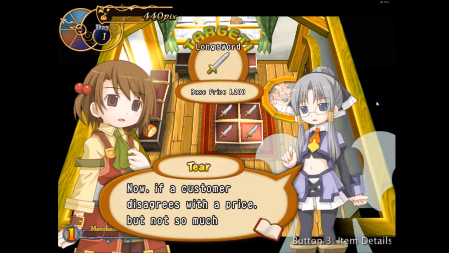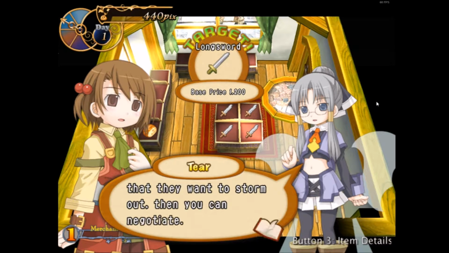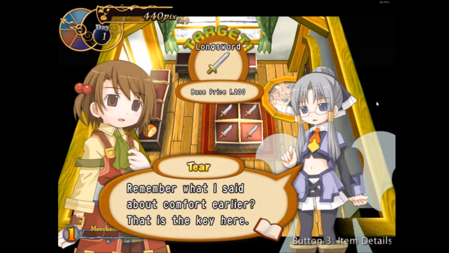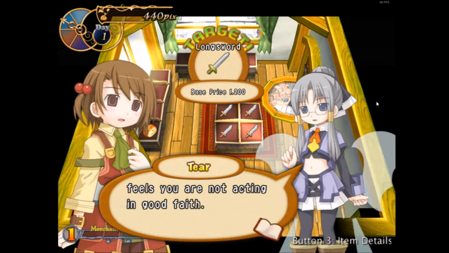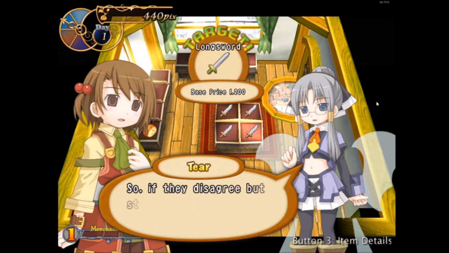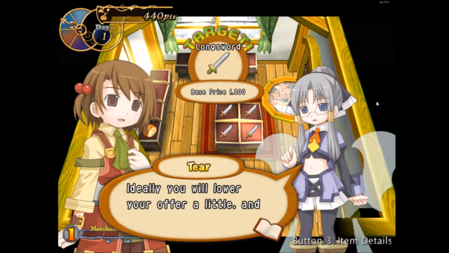Now, if a customer disagrees with the price, but not so much that they want to storm out, then you can negotiate. Remember what I said about comfort earlier? That is the key here. Offer a price, but do not make it so outrageous that the customer feels you are not acting in good faith. So, if they disagree but stay, offer a new price. Ideally, you will lower your offer a little and they will take it and give you a sale.